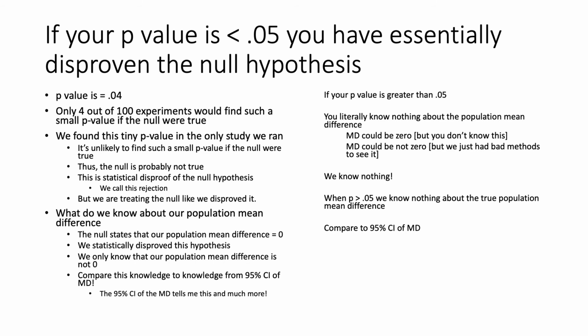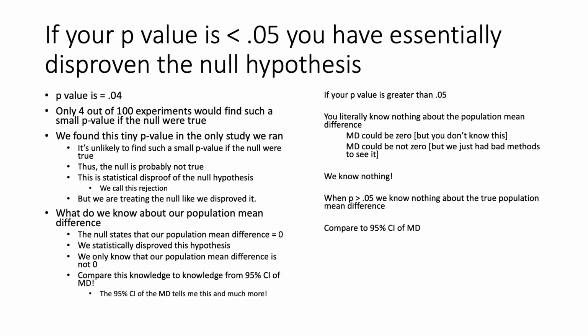You have to learn that with a p-value this small, we have disproven the null hypothesis. Whenever we have a p-value that is less than 0.05, we have disproven the null hypothesis, and we're saying that there's basically no way that the true population mean difference is 0. That's all we know.